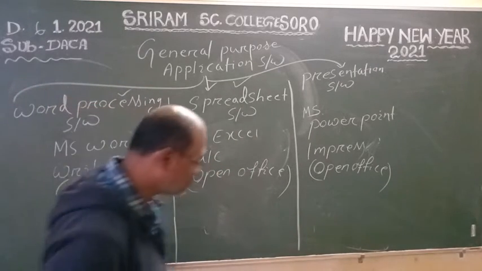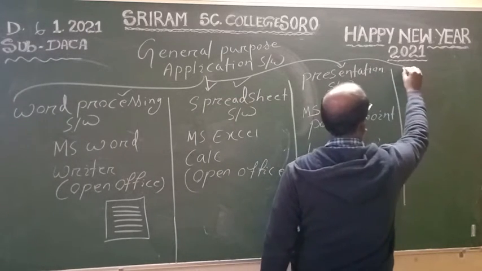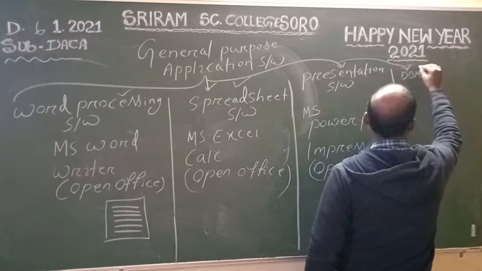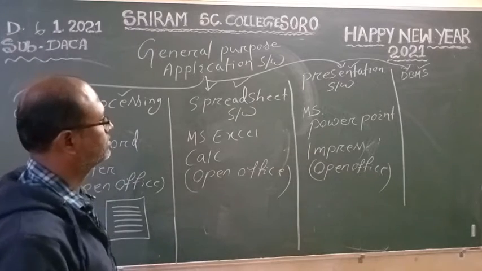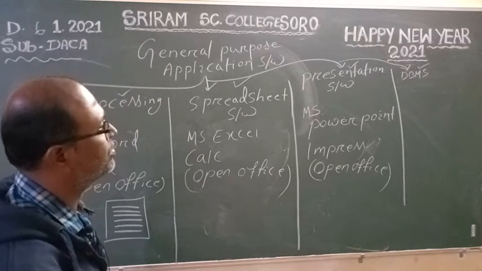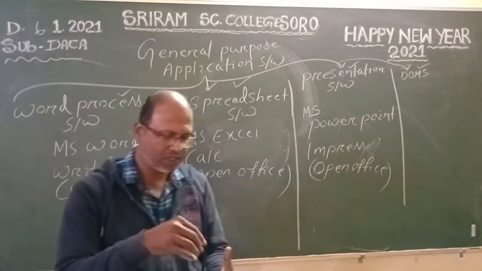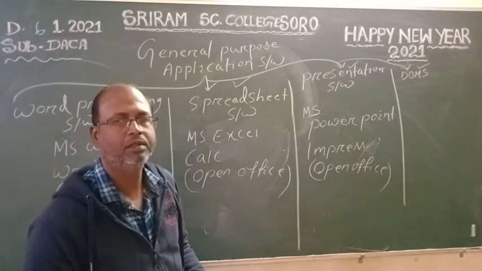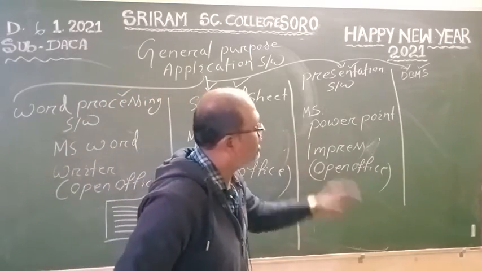Okay. The next kind of general purpose application software is DBMS. DBMS, students, stands for Database Management System. So what do you mean by database? Students, a database is a container where we can store the data. A database is a place, a concept, where you can store the data.